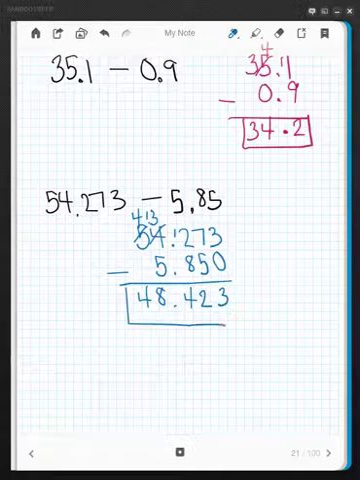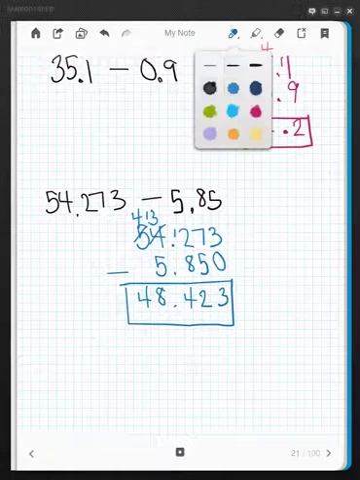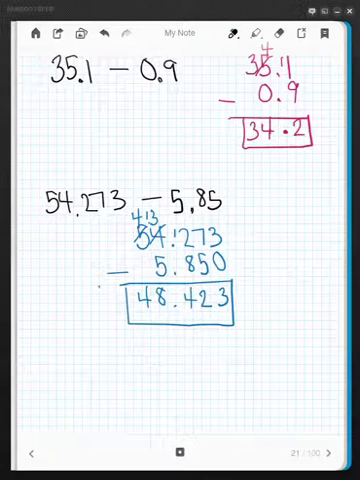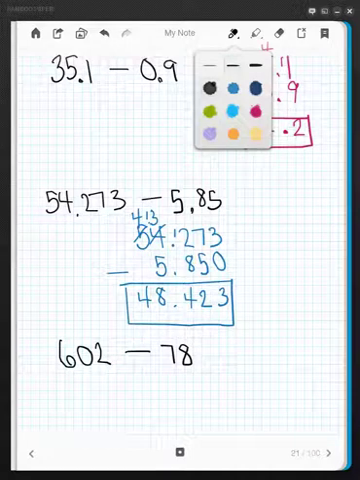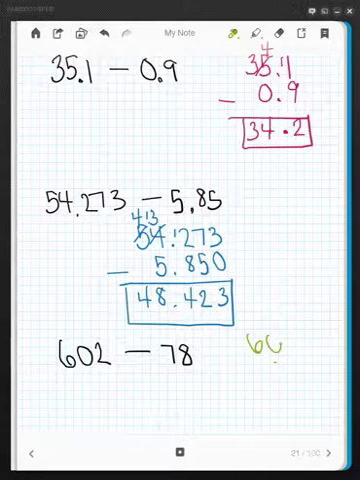Now the last one that I want to do is a little bit of a tricky one. So we're going to do 602 minus 78. And we're going to see what happens when we do this one. So again, this one's a little bit tricky. So 602 gets written down first, minus 78.